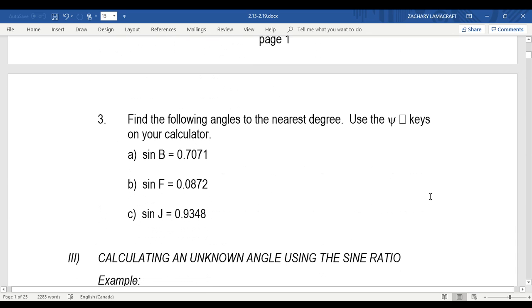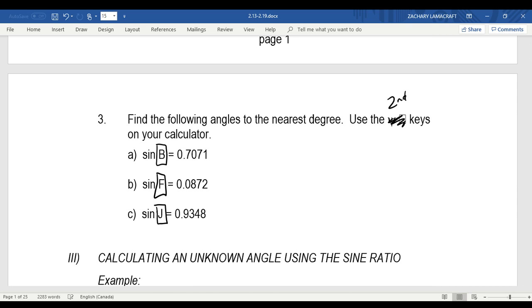Wicked. Now, it says find the angles to the nearest degree. Use the second function key. Remember on our calculators? To find this, it says sine B, sine F, sine J. We want to keep B, F, and J by themselves. For the first one, what do we need to do with that sine then if we're finding an angle?